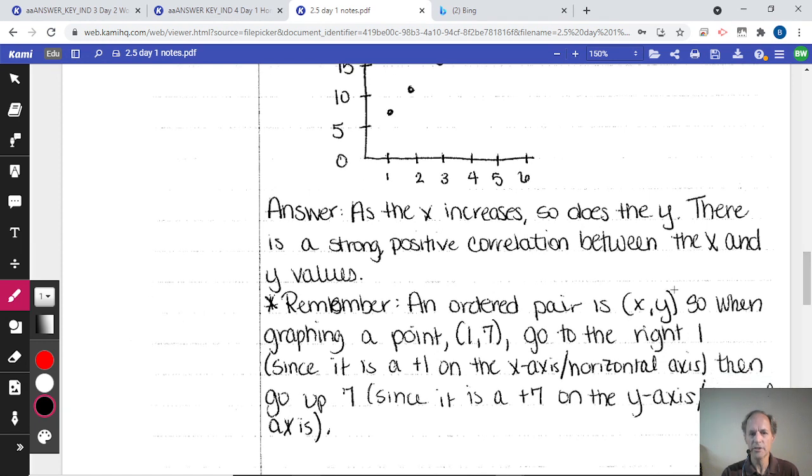This note just reminds us how to graph an ordered pair, how to plot that point, which we just talked about. 1, 7: go to the right 1 on the x-axis, then go up 7 on the y-axis. So this point here, for example, is 1, 7. Okay.